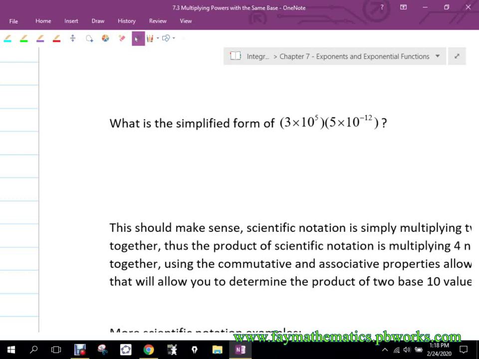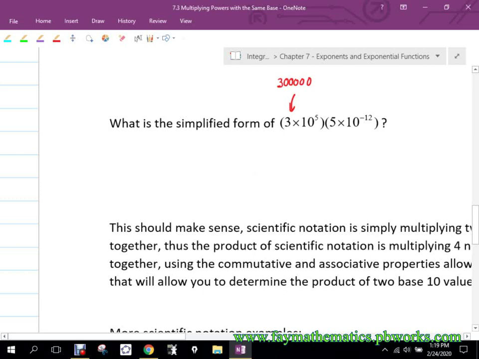All right. So if I look at 3 times 10 to the 5th and 5 times 10 to the negative 12, are these two numbers being multiplied together? Yeah. Is this notation for those two sets of parentheses being multiplied together? So we've got 4 numbers here being multiplied together, right? Okay. So I don't think people are going to like to multiply this.